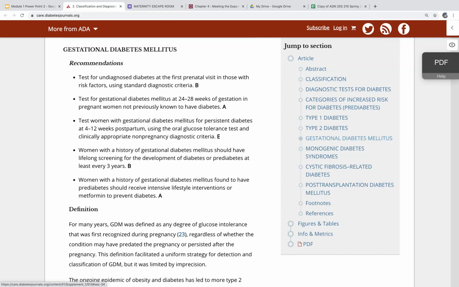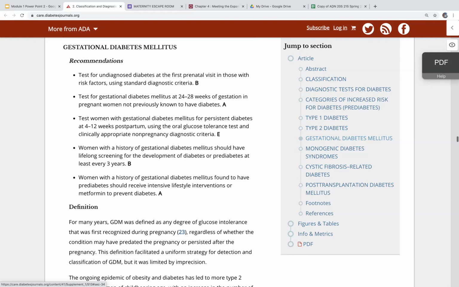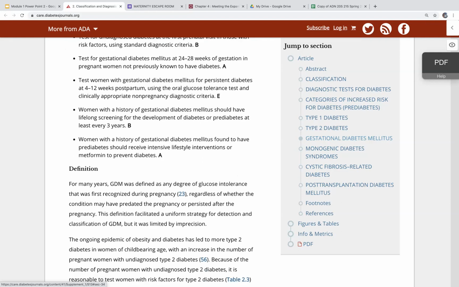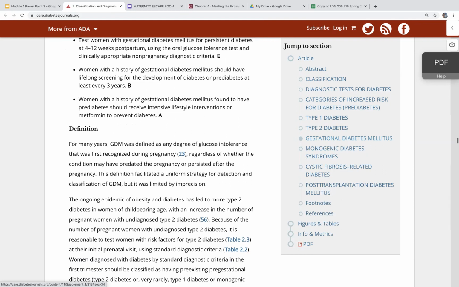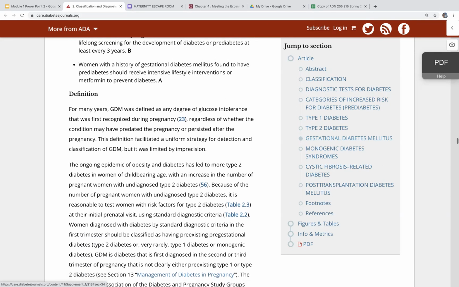Test women with gestational diabetes for persistent diabetes at 4 to 12 weeks postpartum using the oral glucose tolerance test. Women with a history of gestational diabetes should have lifelong screening for the development of diabetes or prediabetes every 3 years. Women with history of gestational diabetes found to have prediabetes should receive intensive lifestyle interventions.